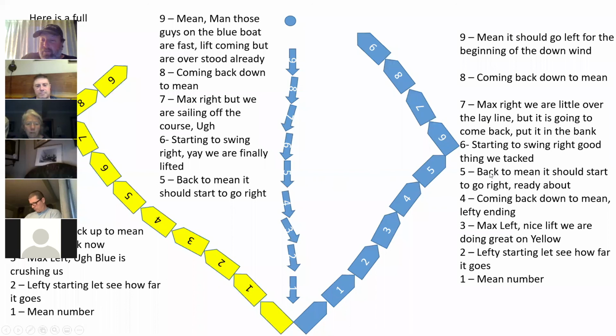Back to mean, now we expect the breeze to start to go right. Ready about, which means we're tacking, because if this is our only factor, we've sailed the first half of the oscillation perfectly. Now we know the rest of the oscillation is going to shift the breeze to the right. We should be tacking as that breeze comes back to the middle. Okay, so you tack. Six, now the breeze is starting to swing right a little bit. Good thing we tacked.